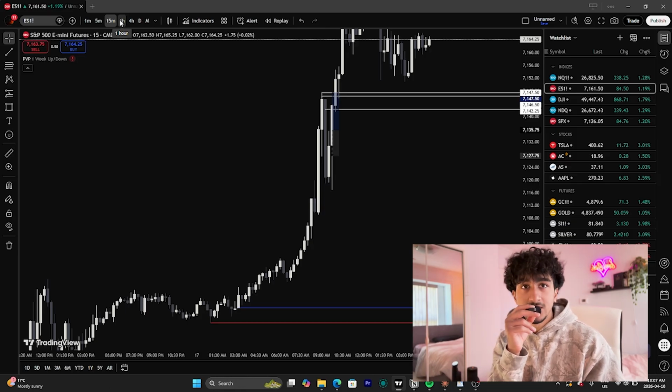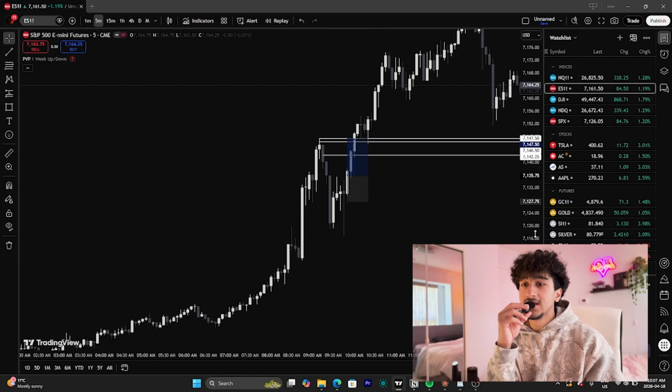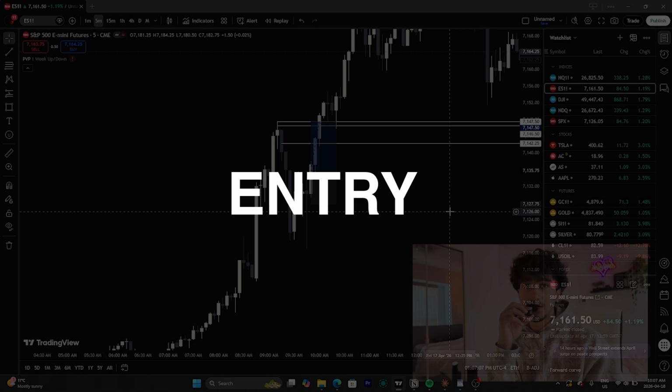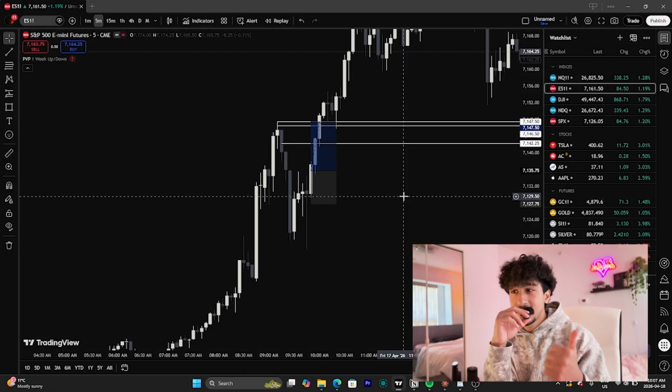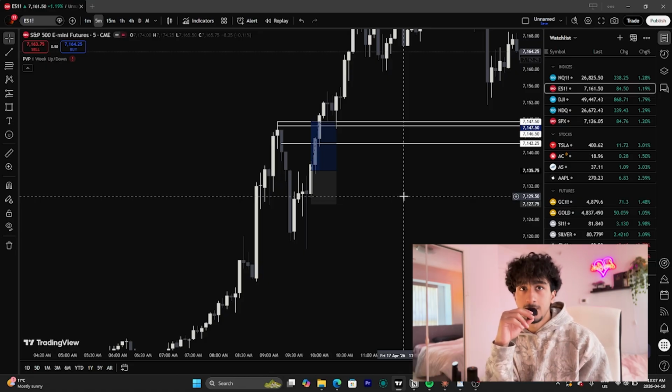At the time I knew my bias, but I didn't know what index I was trading. So what did I look for? I looked for my entry. Now my entry is very simple. I look for a liquidity sweep, which is mandatory.